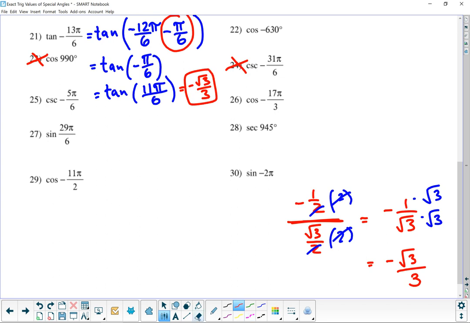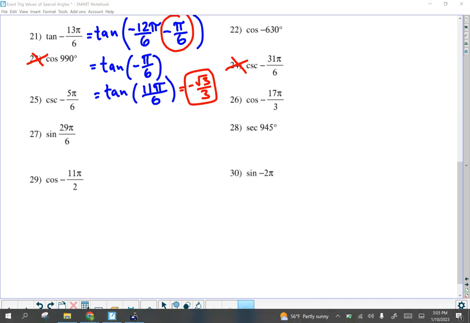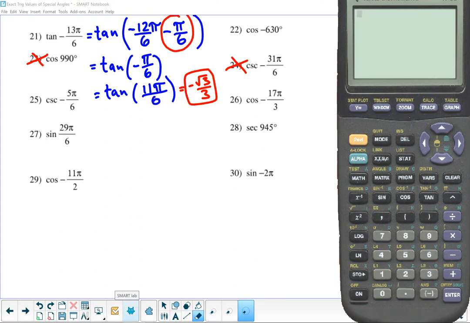Okay, number 22. And if at any time you need to pause it, you need to pause it because I will go on and continuously erase and modify my answers or change my look. Okay, 22. Cosine of 630. So we have to figure out how many of those is it, right?